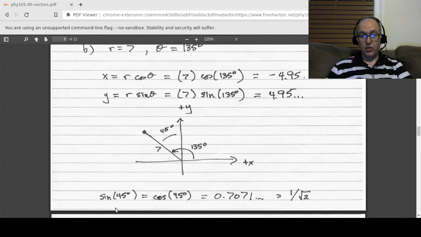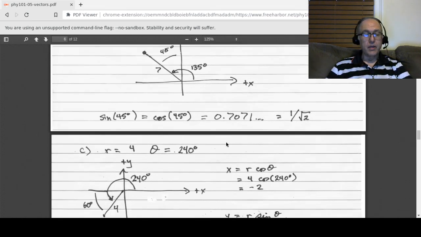Here are a couple of special angles that you might want to memorize. Sine of 45 degrees turns out to be exactly equal to the cosine of 45 degrees. If you work that out on your calculator, it's like 0.7071 and so on. It's 1 over the square root of 2. So just remember, sine of 45 and cosine of 45 are exactly equal. They're the only time that sine and cosine are equal, at 45 degrees. And that's just equal to 1 over the square root of 2, which on your calculator turns out to be like 0.7071 and then more digits.